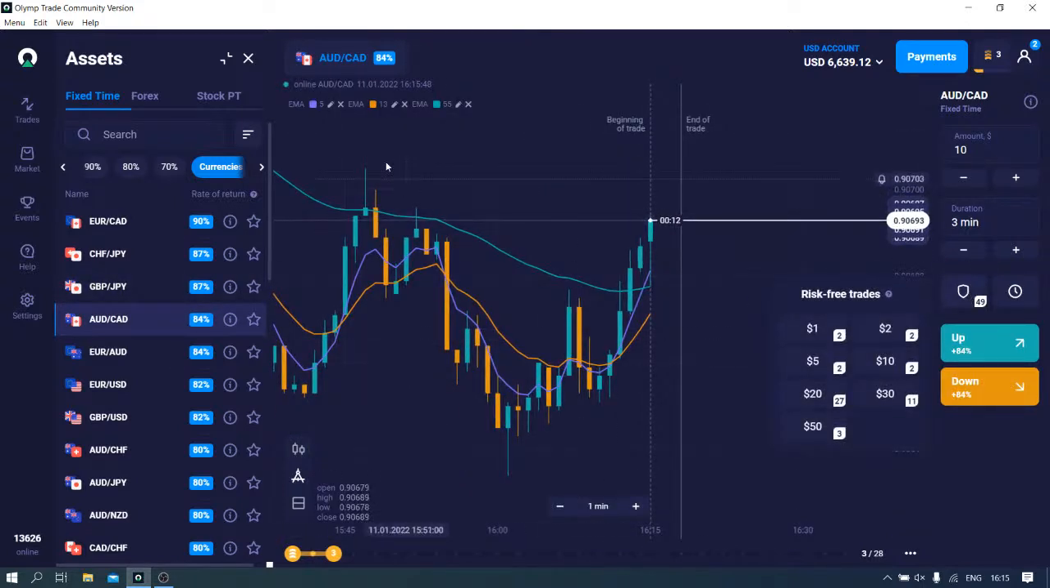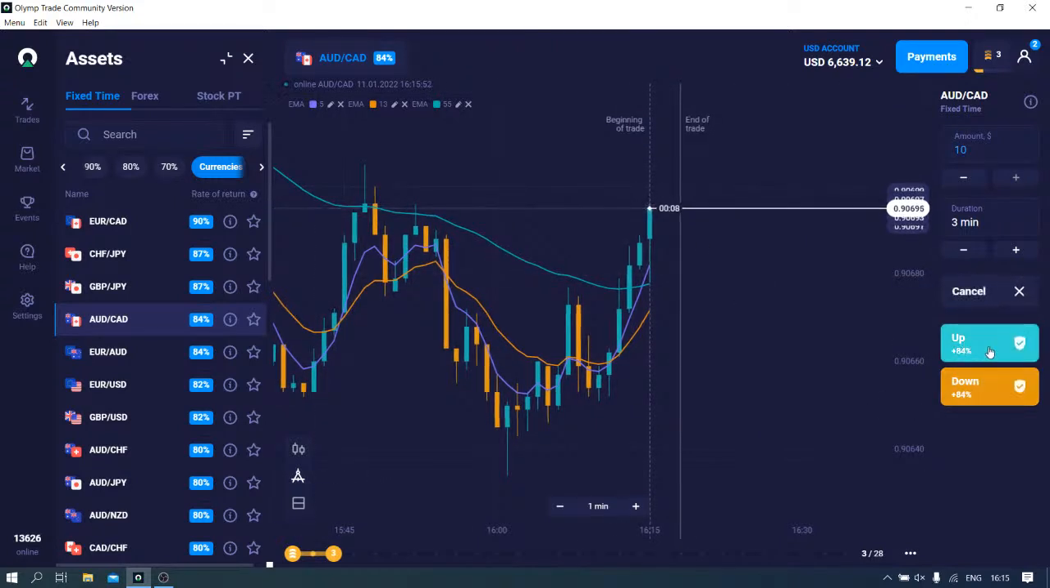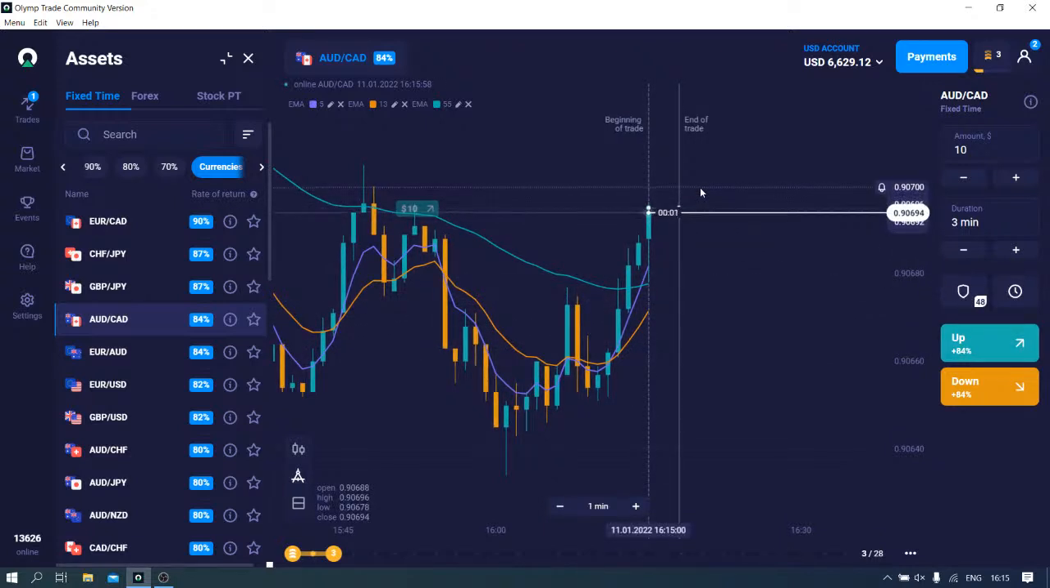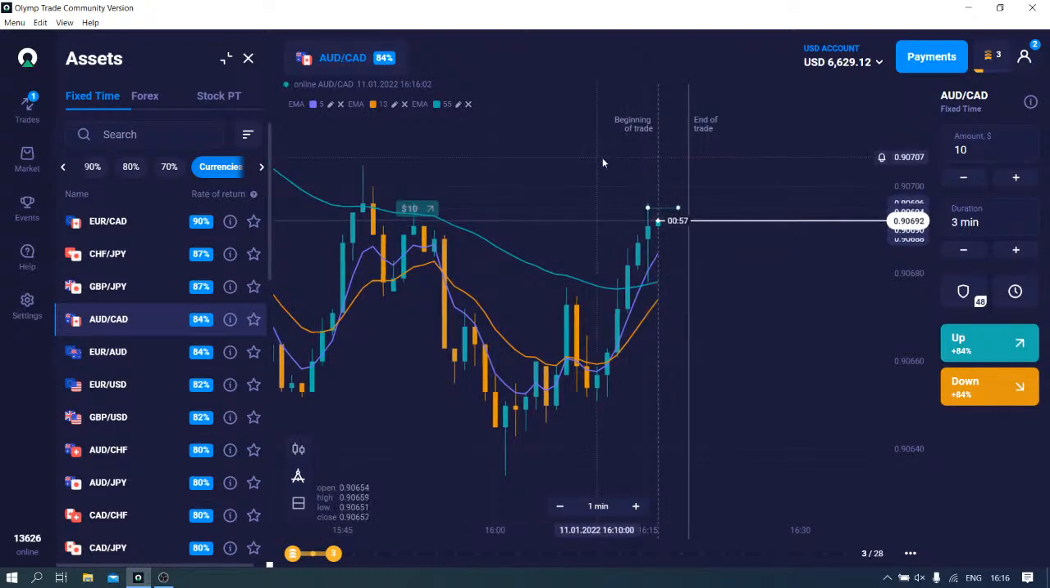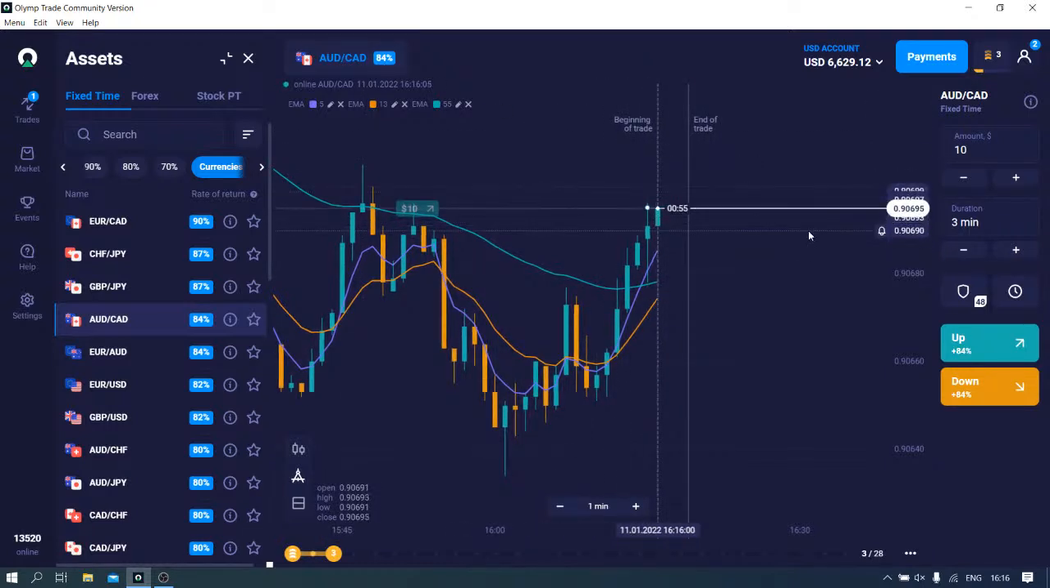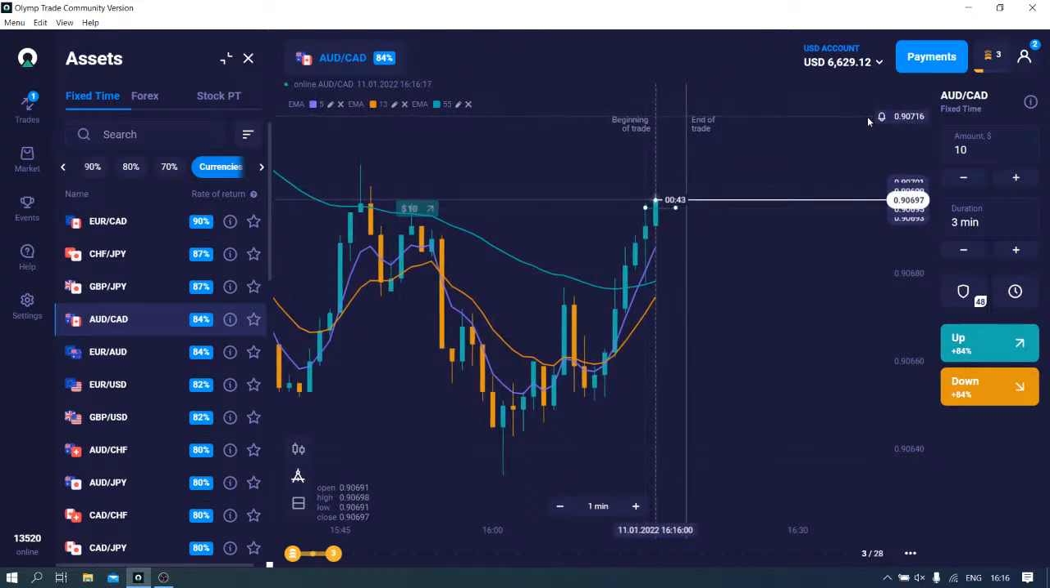Let's say Australian dollar against the Canadian dollar. I have two $10 risk-free trades, and let's use one of them. I've just activated a risk-free trade and opened the trade on the Australian dollar against the Canadian dollar in the upwards direction. In case my forecast is unsuccessful, this $10 amount will be credited back to my account.